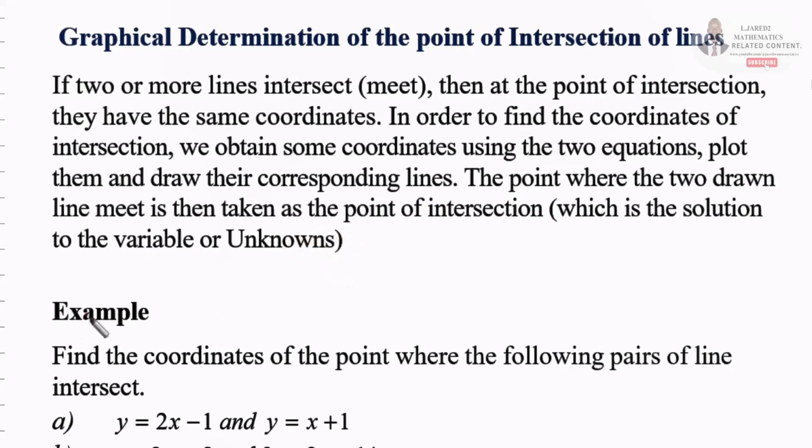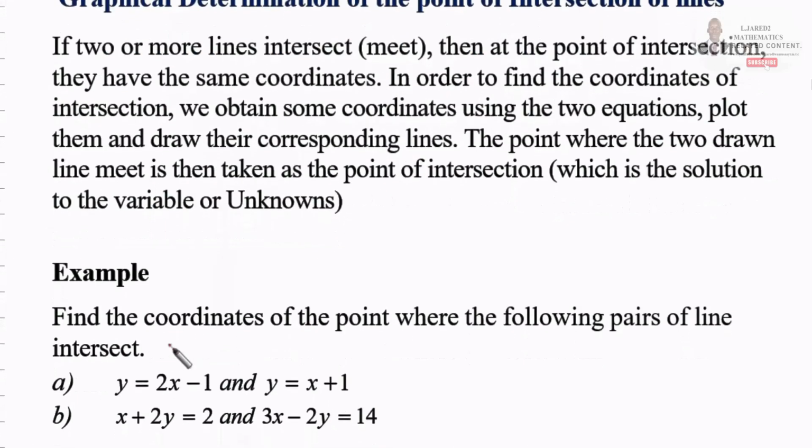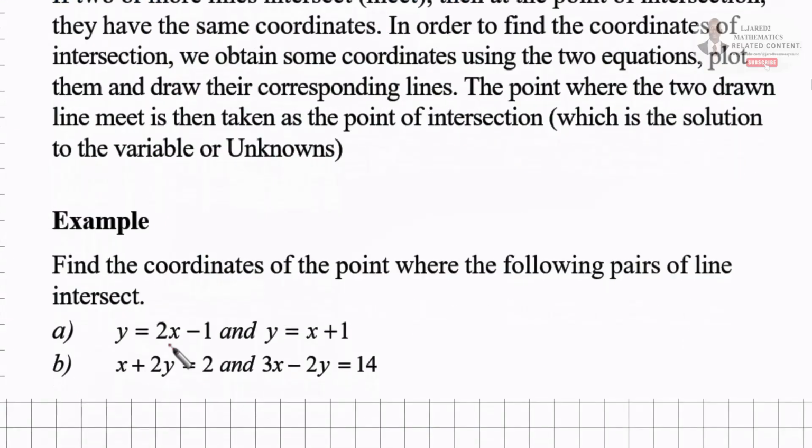So we have examples here, and there are two parts. We have part A and then part B. So let us now dive in and see how we can draw the lines given the equations and then determine the point of intersection, or the solutions to the two simultaneous equations.